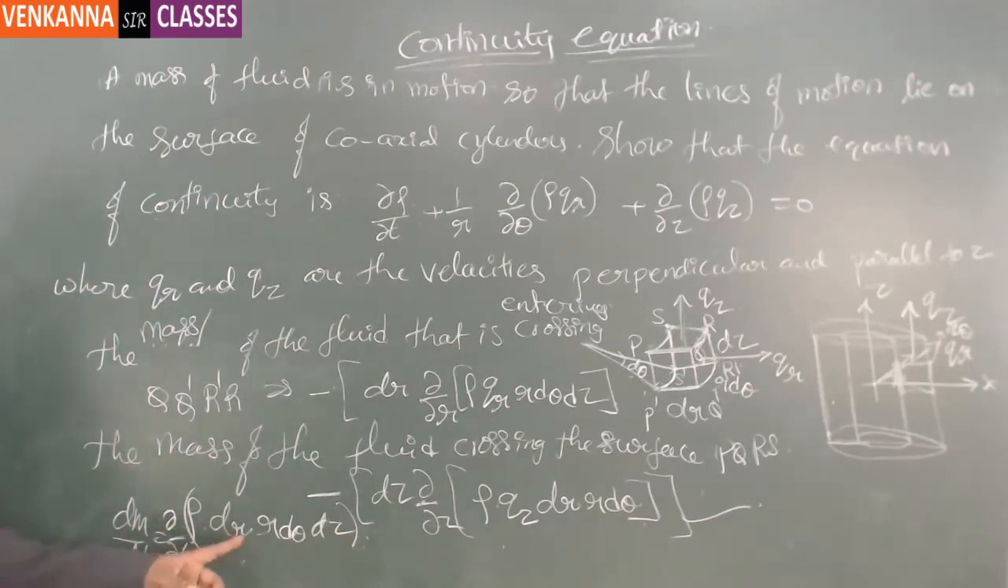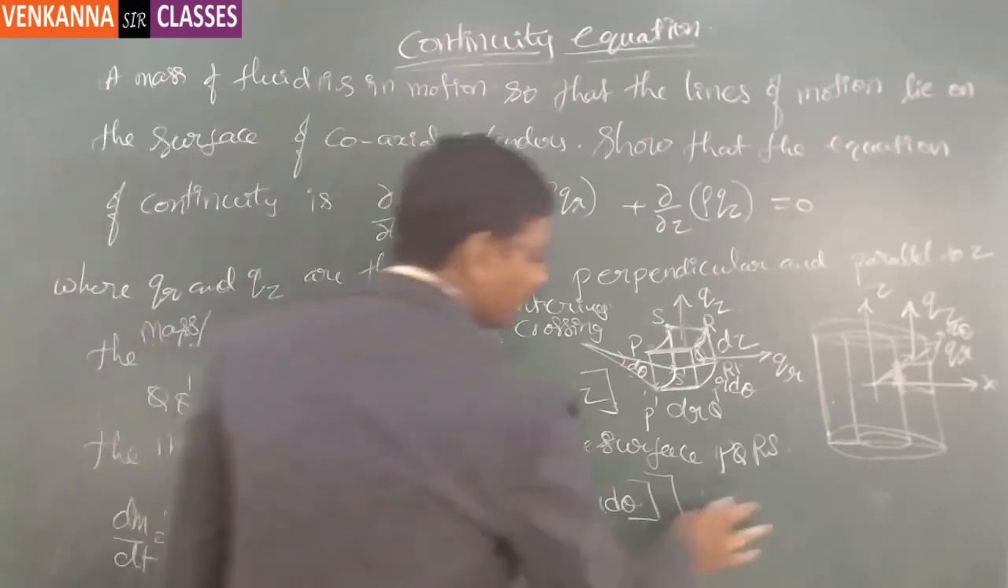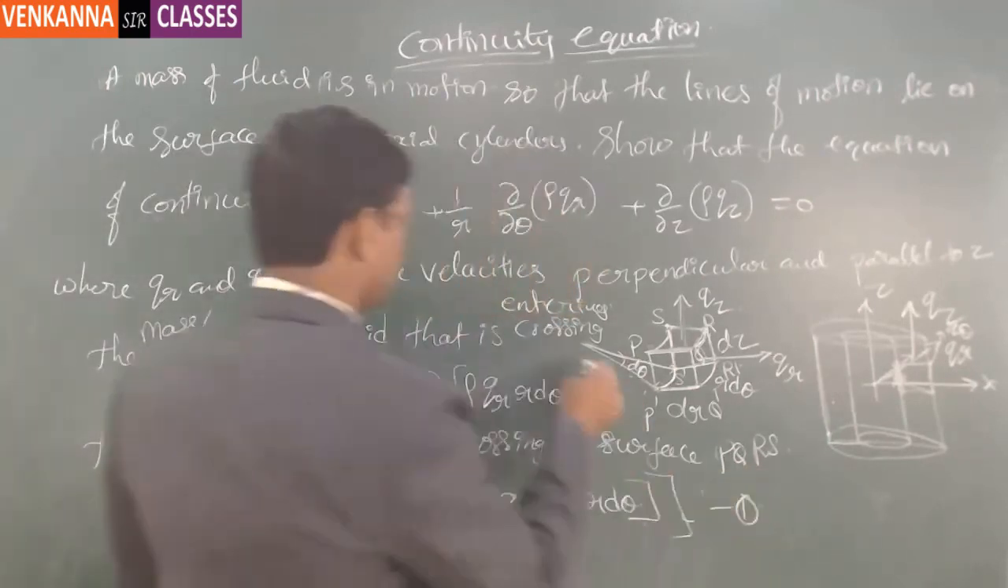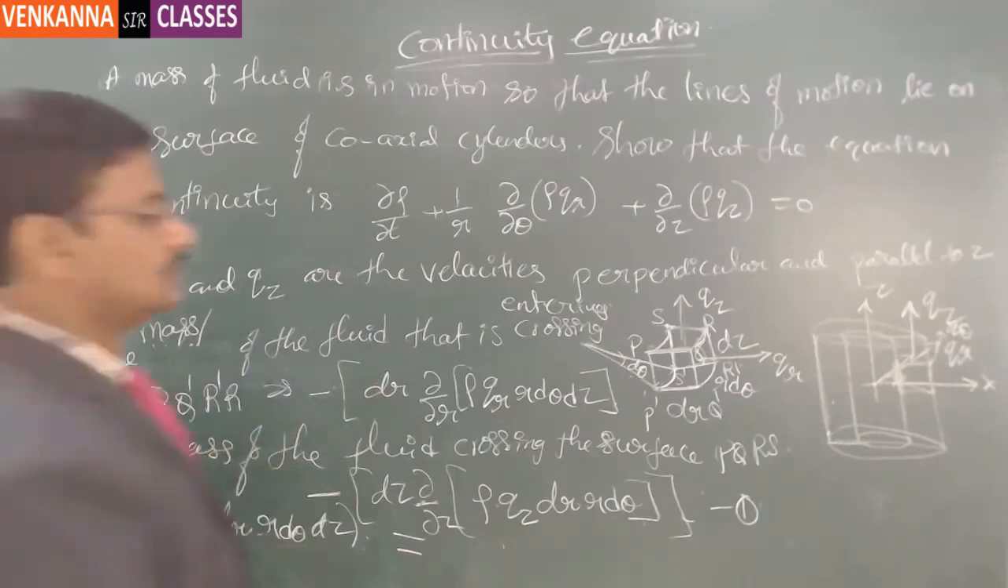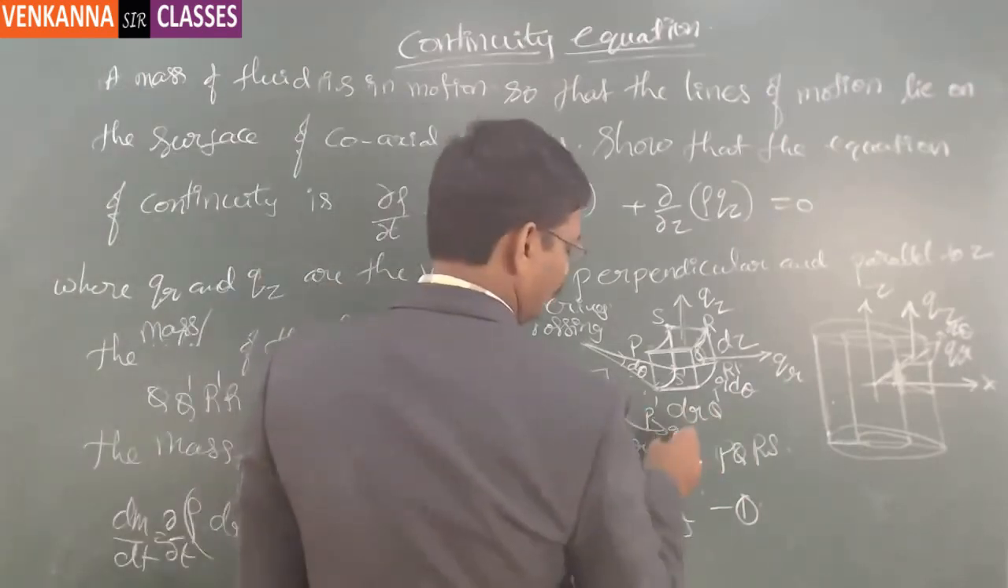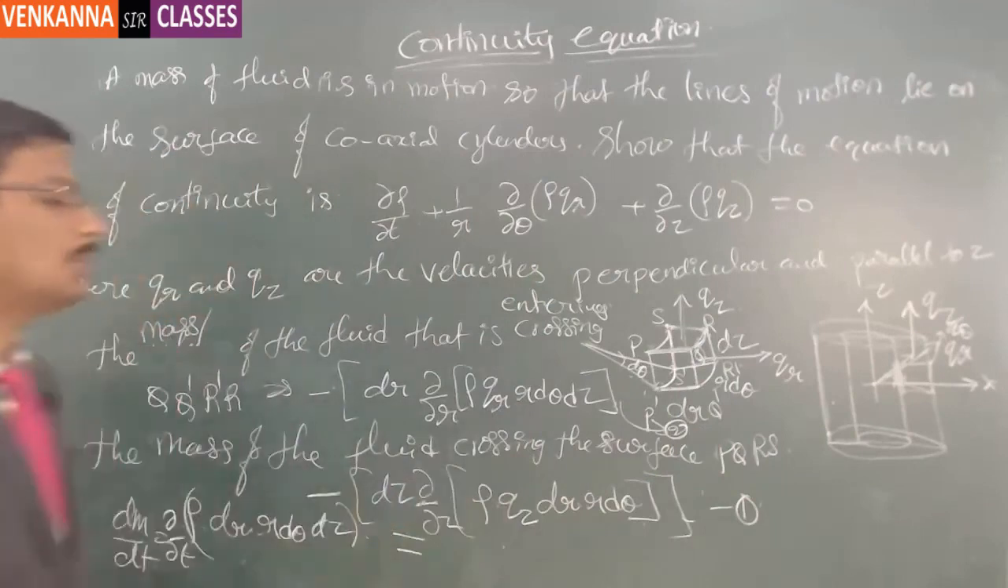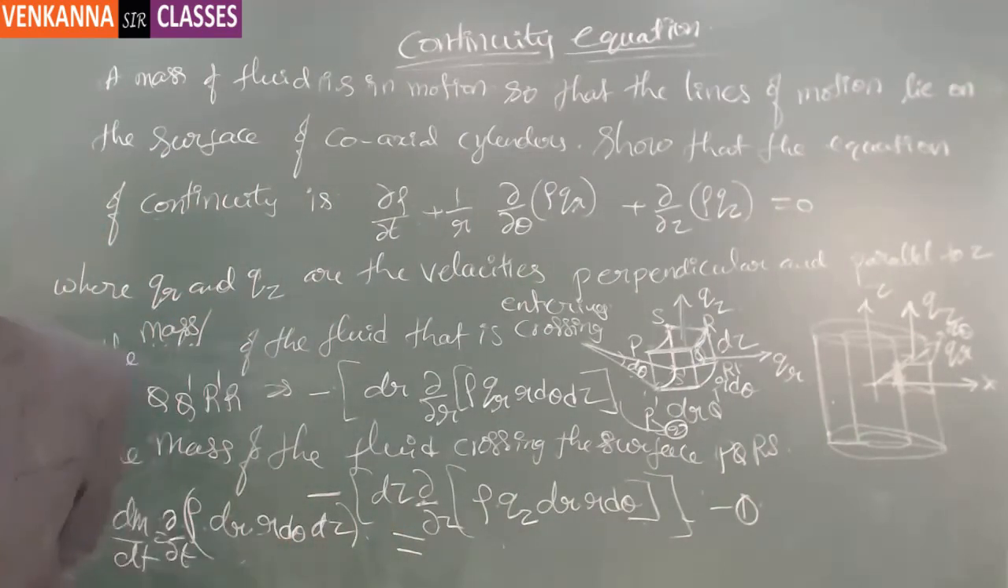So ∂/∂t of this entire mass is exactly equal to the sum of equation number 1 and equation number 2. So these two equations you need to sum up and then simplify the equation. You are going to get it. Got it? Understood? Or do you have any questions on this?